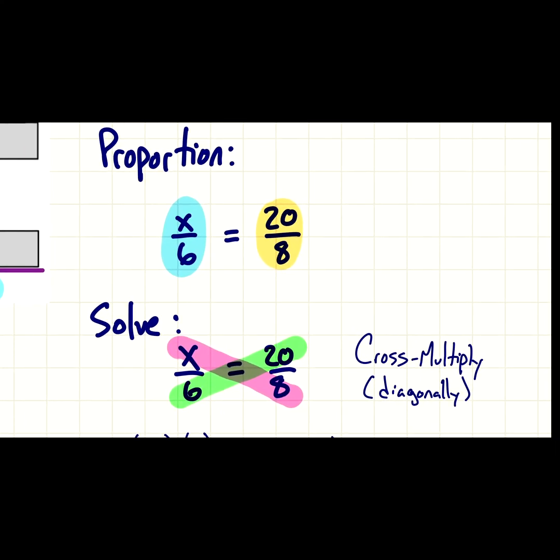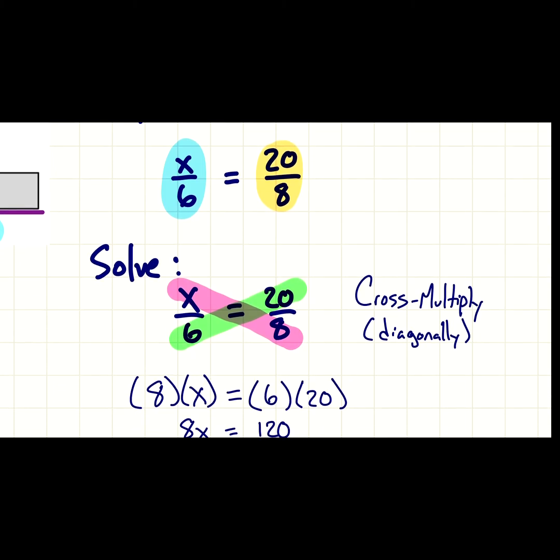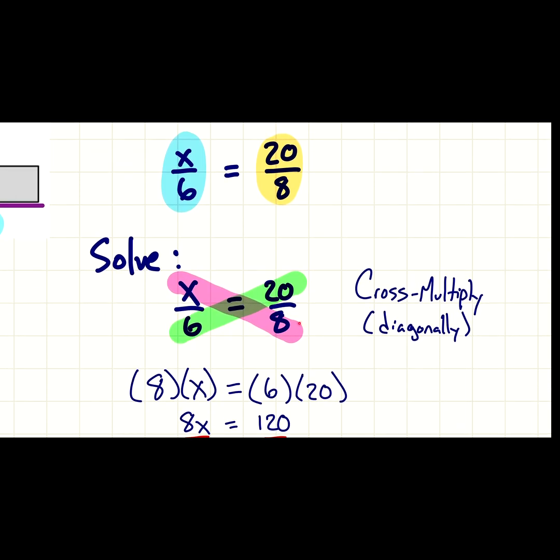One approach is what we call cross multiplying. If we cross multiply, which means we're going diagonally, we're going to multiply those numbers. So I'm going to take 8 and x, and that's 8 times x. You'll notice I'm putting parentheses just to separate them. And 6 and 20. On the next line, I simplify it: 8 times x is 8x, and 6 times 20 is 120.